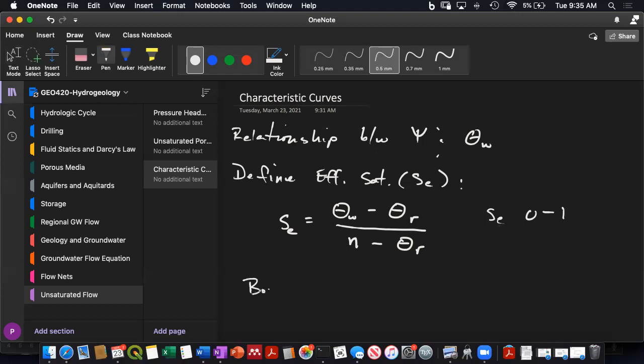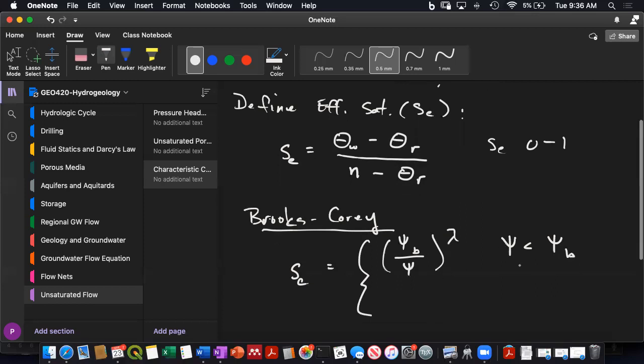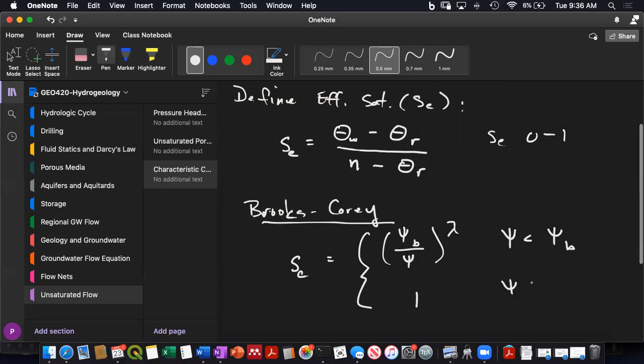So the Brooks-Corey relationship looks like this. These are empirical relationships. Some of them, like Brooks-Corey, are moderately based on some physical properties of the soil, but this guy Brooks was a hydrologist at Colorado State, and he just had a bunch of these measurements of pressure head versus saturation, and he fit this function to it, all right? And it says the effective saturation can be written by psi sub b over psi to the lambda when psi is less than psi b, and 1 when psi is greater than psi b.